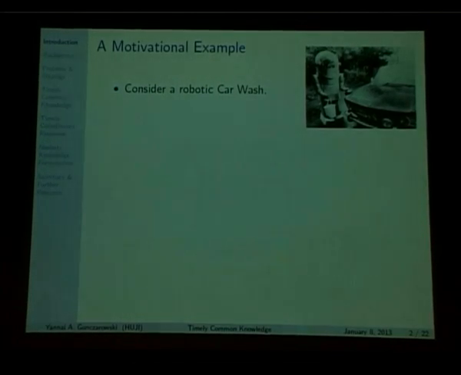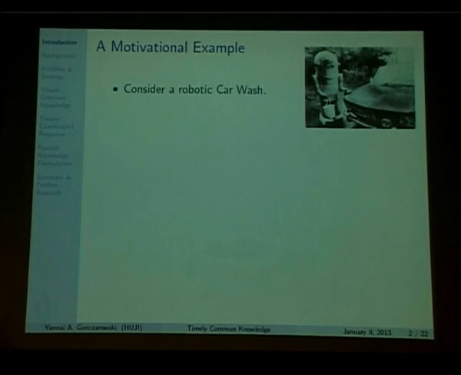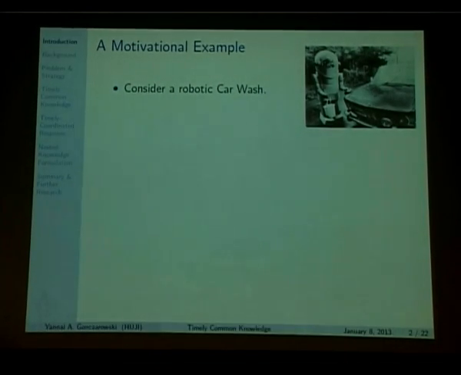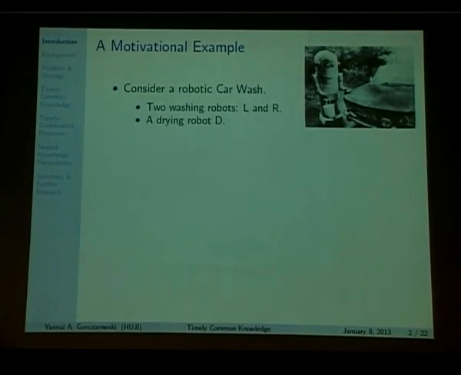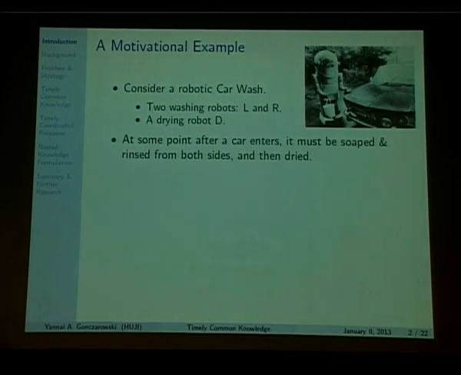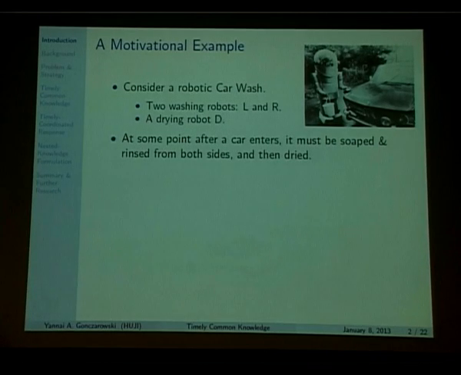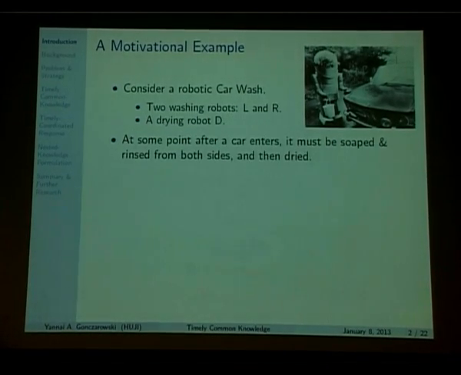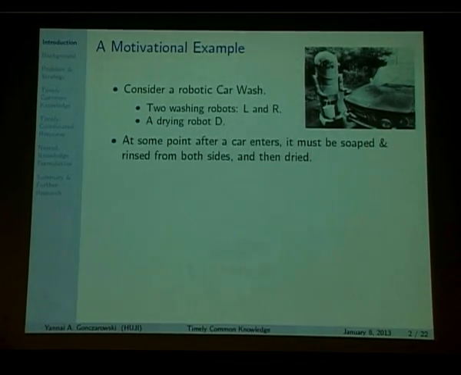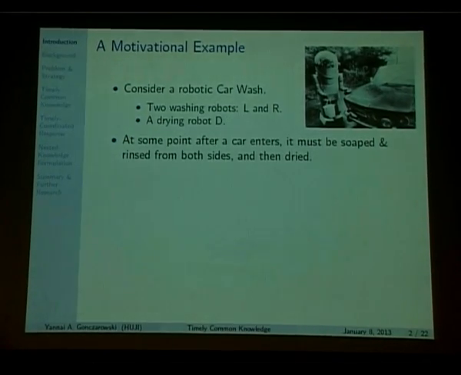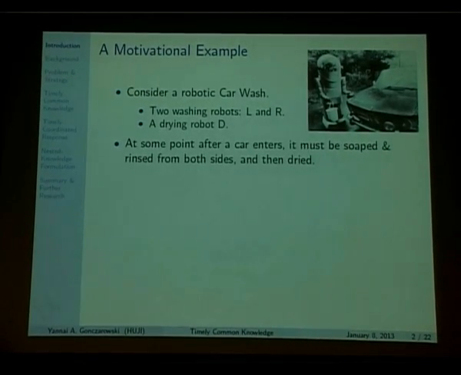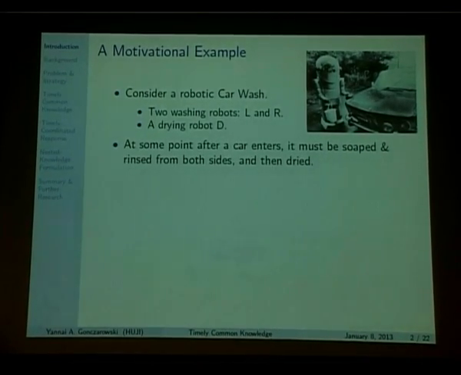Let's talk about an example before we start getting into the detail. Consider a robotic car wash. The robotic car wash consists of 3 separate robots, L and R, and a drying robot D. Now, at some point, after a car enters, it must be soaked and rinsed from both sides and then dried. L is a robot that specializes in washing the left side of cars, while R is a robot that specializes in washing the right side of cars, and D is a robot that dries a car from all directions.